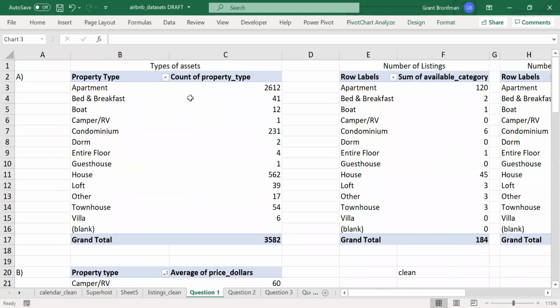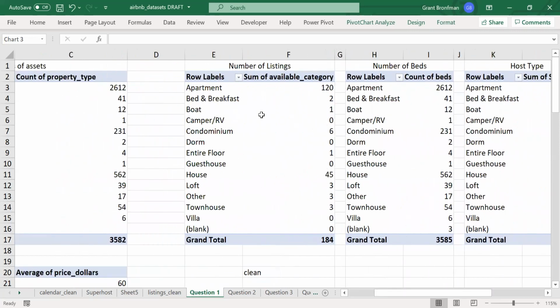Now going into question one, the first graph we made was the types of asset using property type and count of property type variables. And this graph can show that the apartment is the most prevalent and popular because of its affordability. Now the second, we extracted all of these tables through the pivot table.